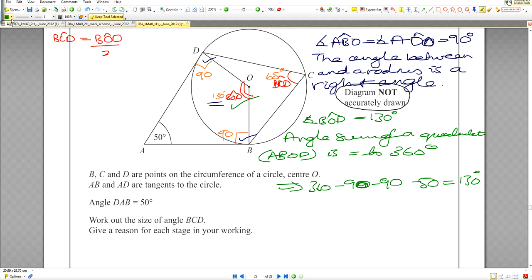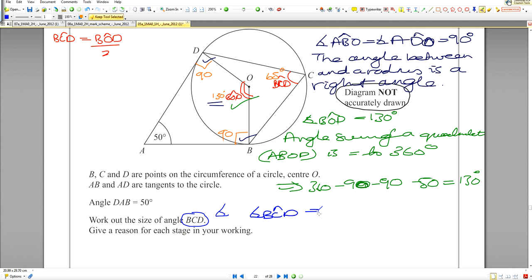Let's change colors. You choose a different color. Okay, now this angle here, the one they want us to look at, what is it called? Angle BCD.